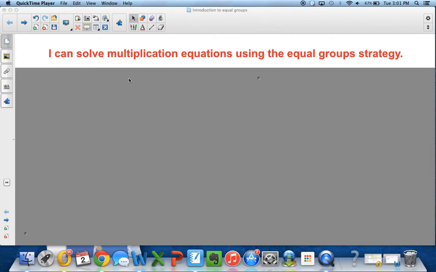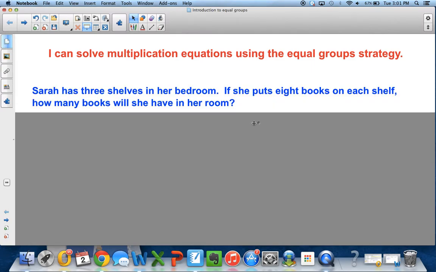Today we're going to talk about solving multiplication equations using the equal groups strategy. So our I can statement is: I can solve multiplication equations using the equal groups strategy. So below we've got an equation that we're going to solve together.